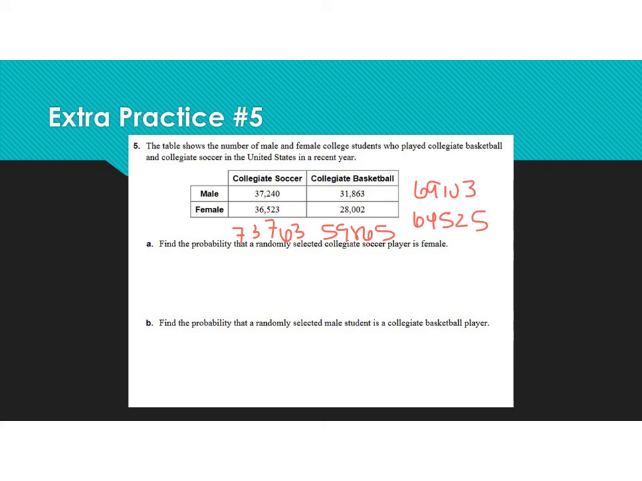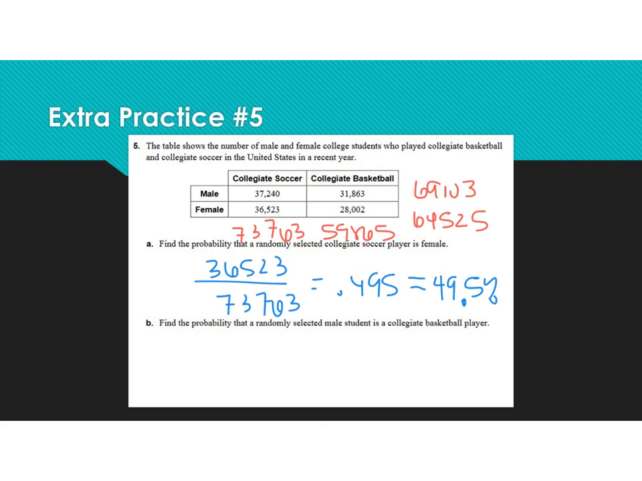So when I read A, it wants the probability that a randomly selected collegiate soccer player is female. So I'm only looking here at soccer players. And then for female, the favorable is 36523 over the total, which is 73763. So there's my favorable over total. That is 0.495, which is 49.5%. So I have almost a 50% chance of selecting a female out of the soccer players.